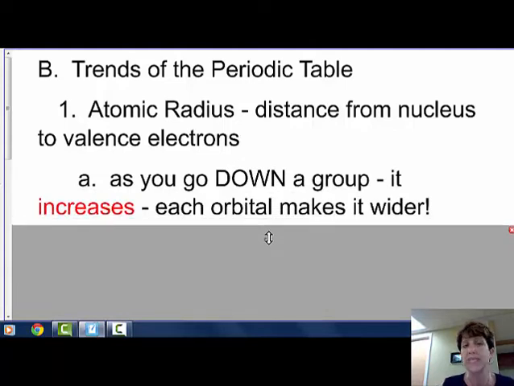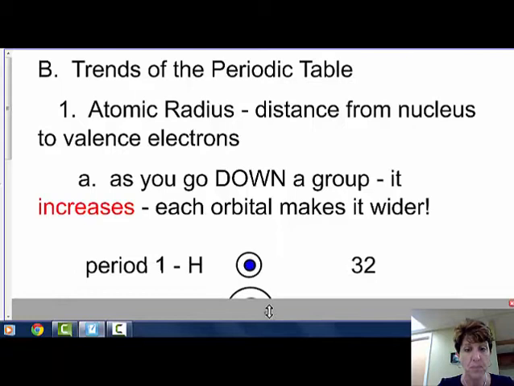This one is the most obvious. As you go down a group, there's one orbital, and then two, and then three, and then four, and it keeps going. Each period tells you the number of orbitals. So obviously its width is increasing. So as you go down a group, the atomic radius increases.